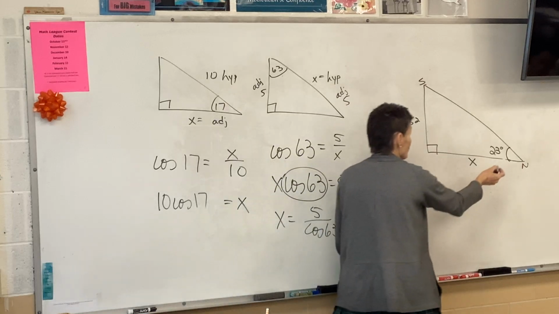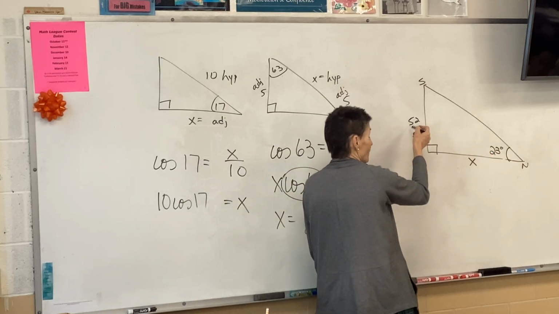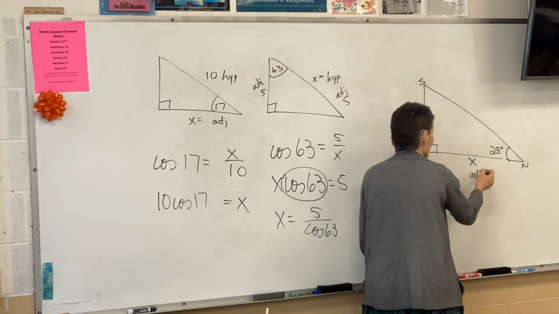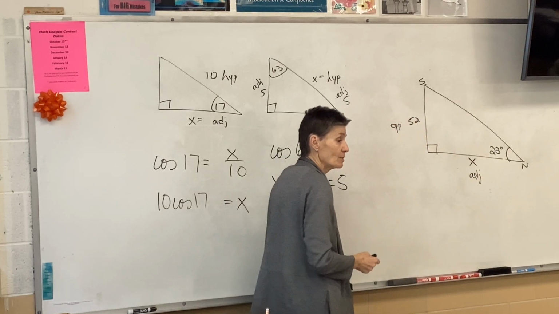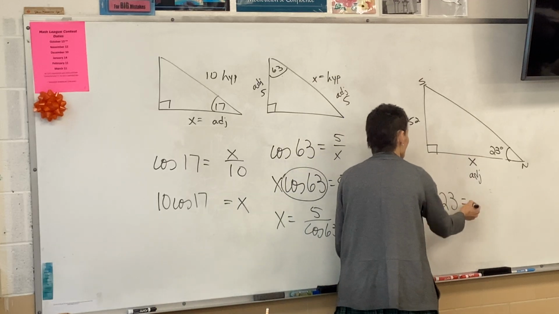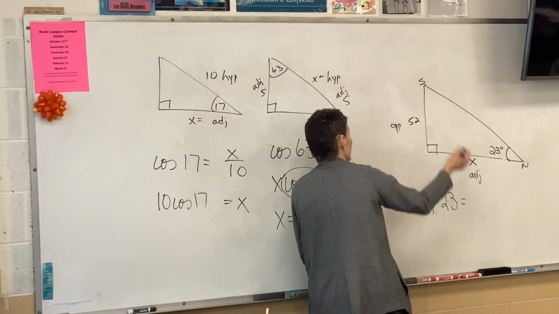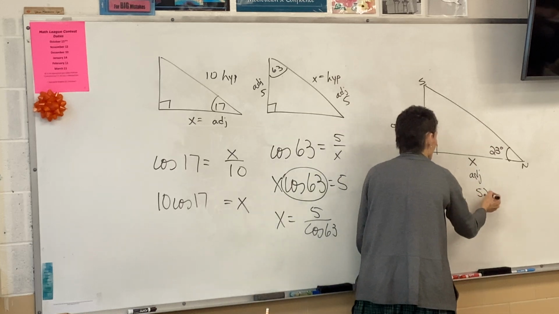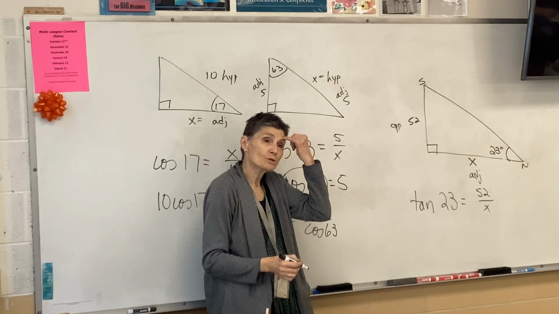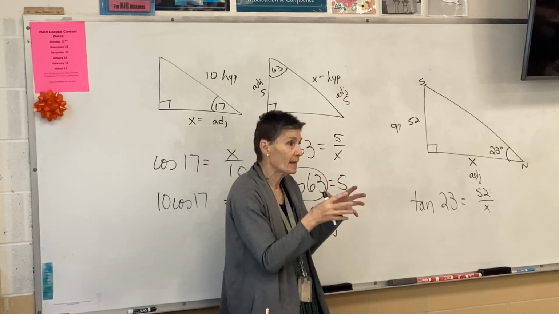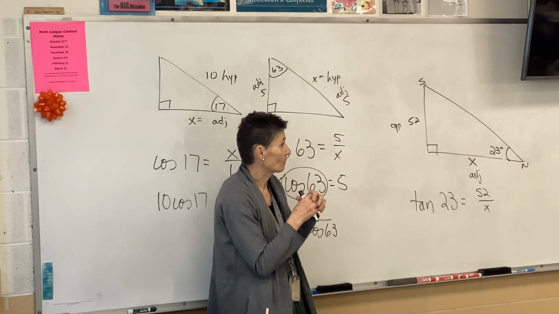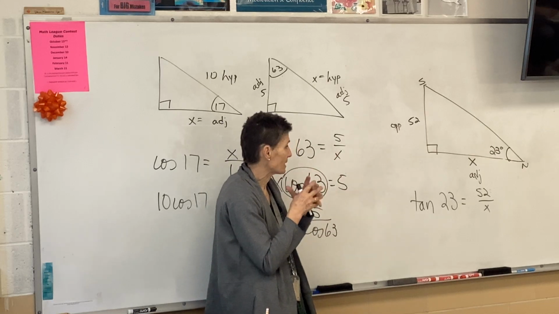So look at it. There's your angle. What side's this? Opposite. What side's this? Adjacent. What function am I going to use? Tangent. So tangent 23 equals opposite over adjacent. Remember, as soon as you write tangent, you're going to hook an angle to it. 23 is the angle.